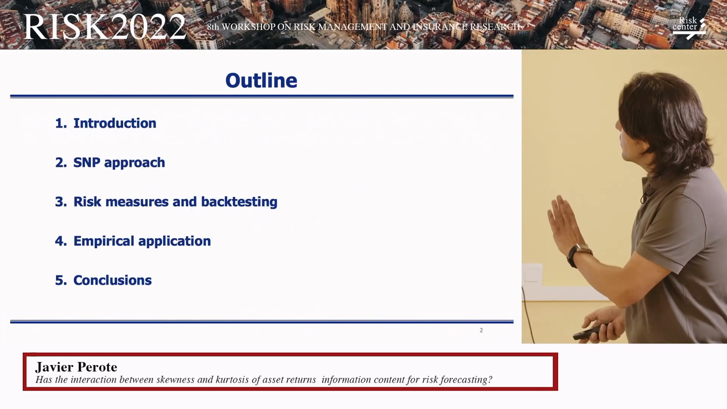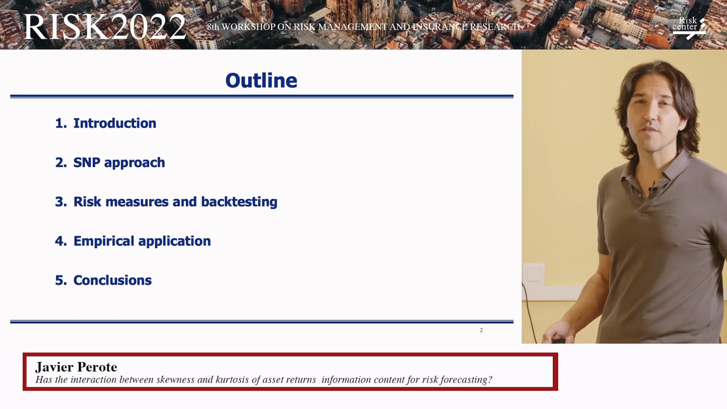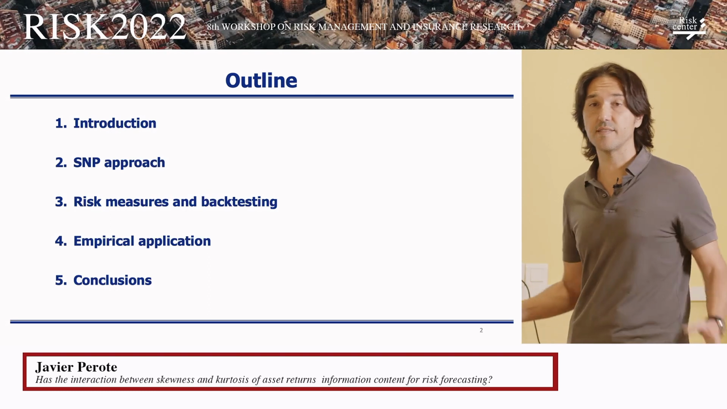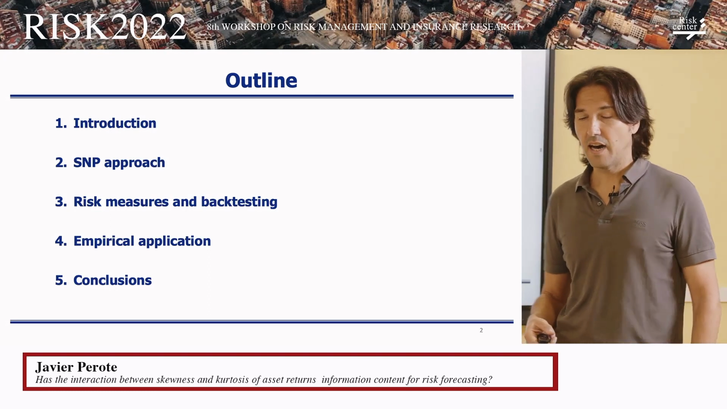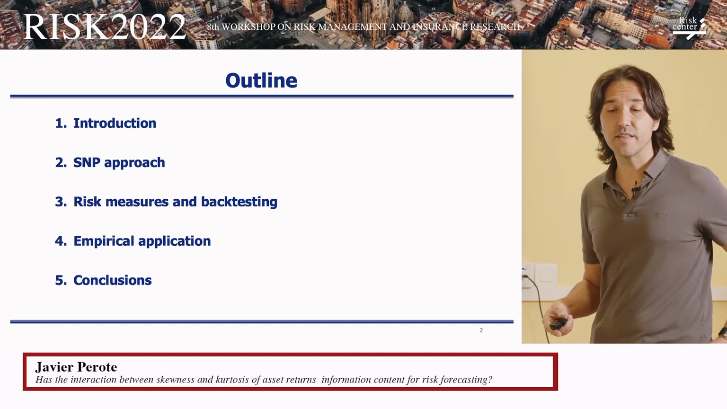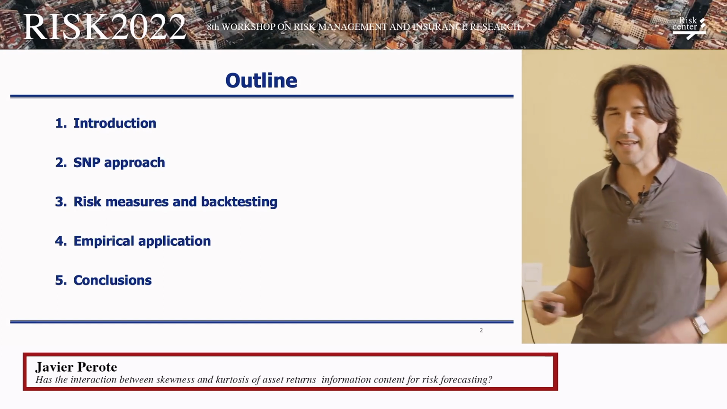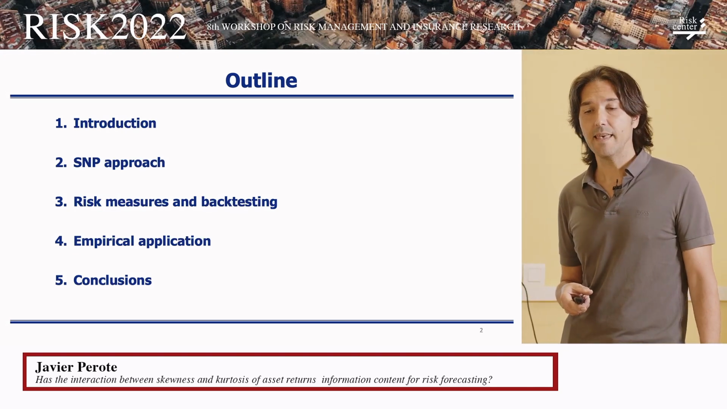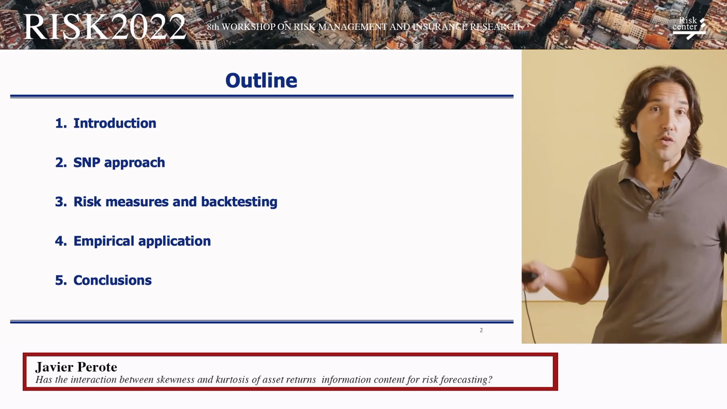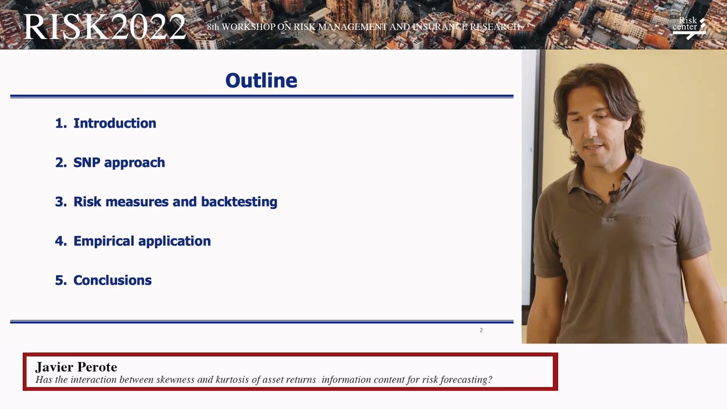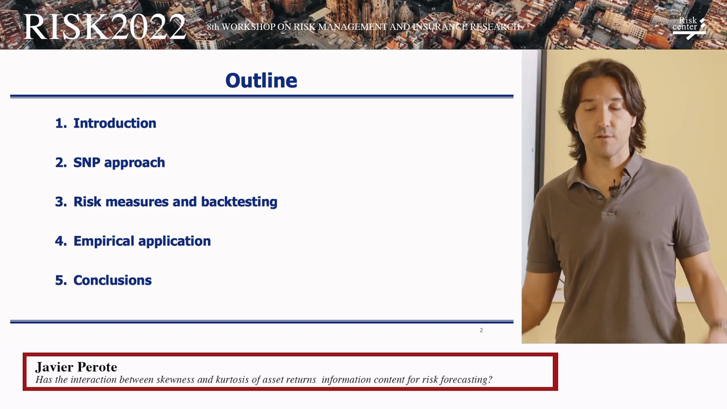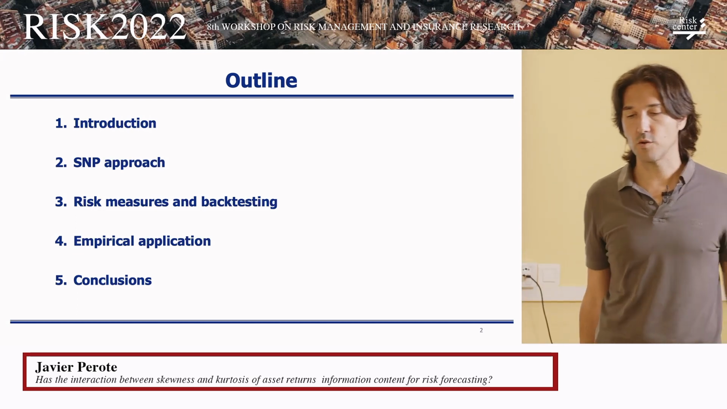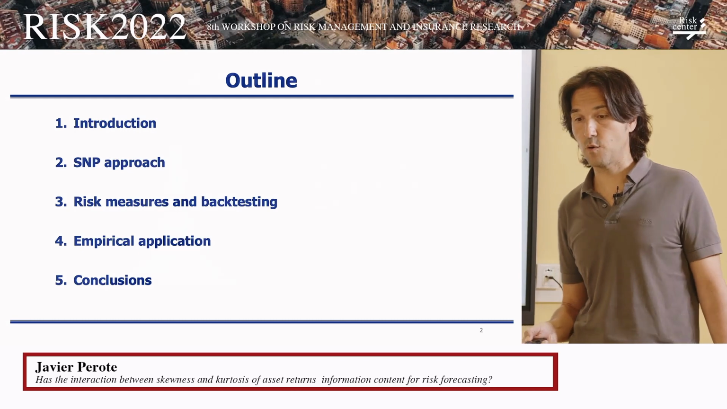Okay, this is the outline of the speech. I will start with a brief introduction, just trying to motivate the interest of taking into account this interaction between skewness and kurtosis. Afterwards, I will summarize very briefly the semi-nonparametric approach, and I will present the basic risk measures that we are going to use to show the performance of this modified Gram-Charlier density that we are going to introduce in this paper, and afterwards I will show the empirical application and finally I conclude.